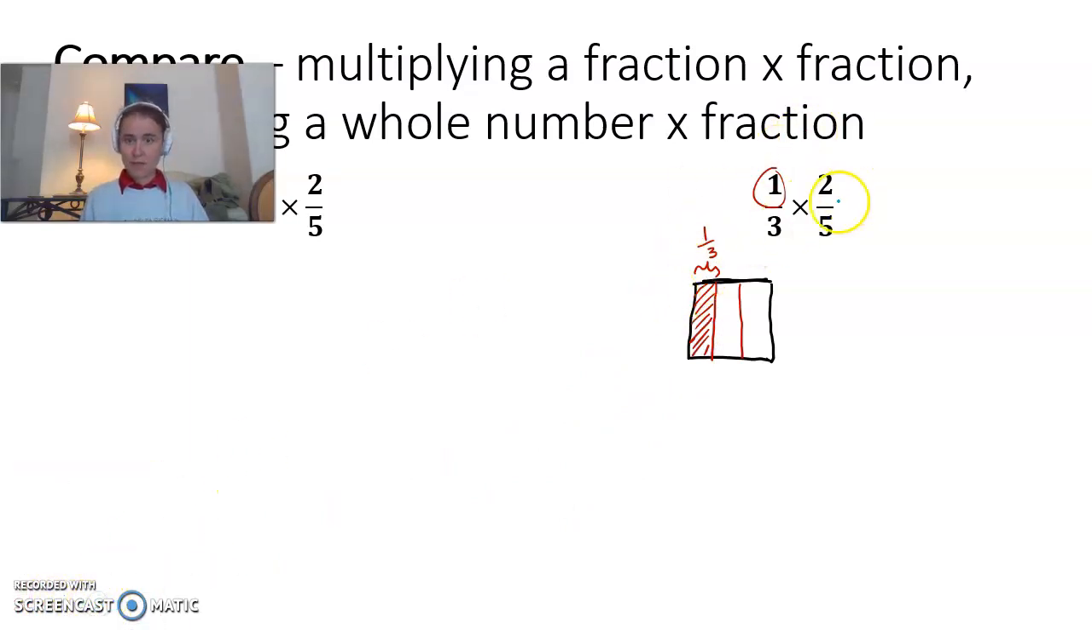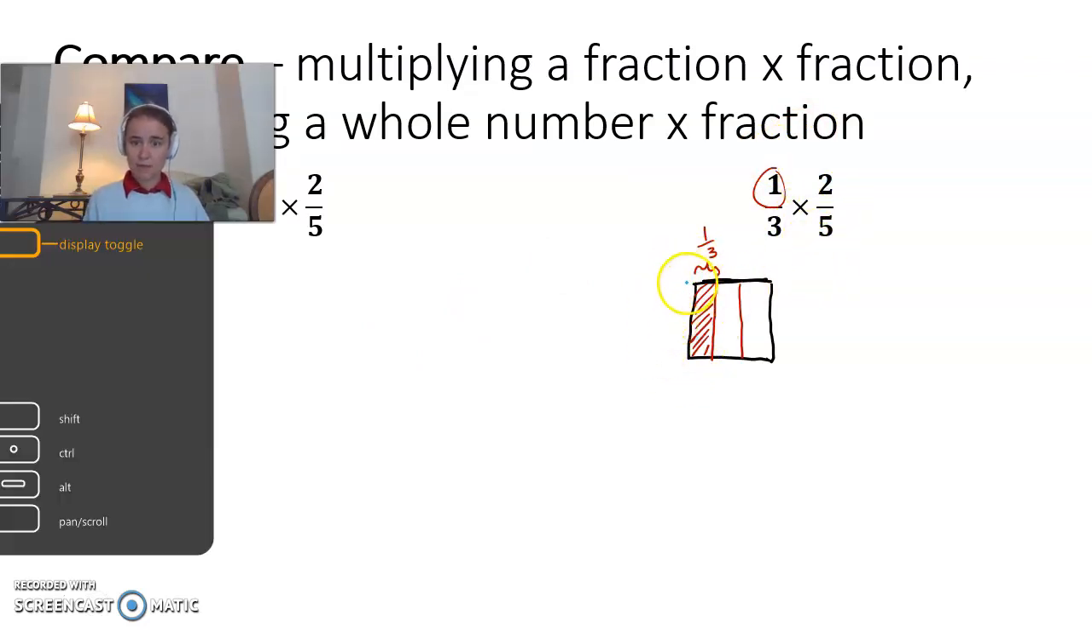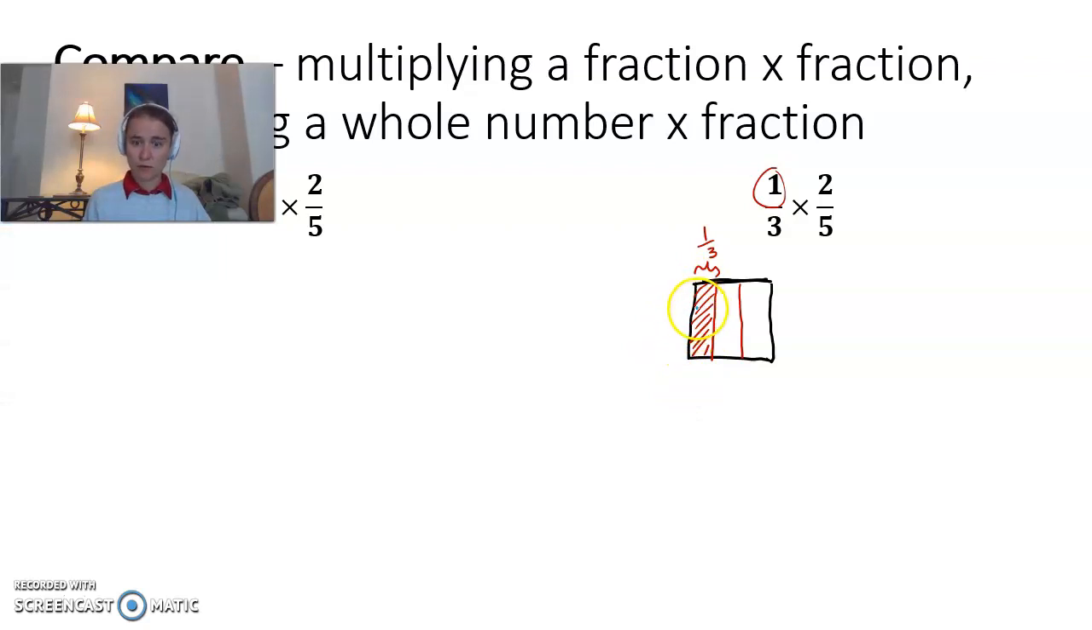Okay. Now I'm going to have this side represent 2/5. Right now this side represents one whole, so I'm going to cut my one whole into fifths. 1, 2, 3, 4, 5. I need 2 of my fifths, so I'm going to shade in 2/5.